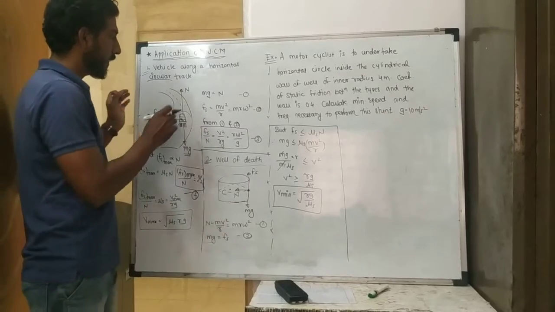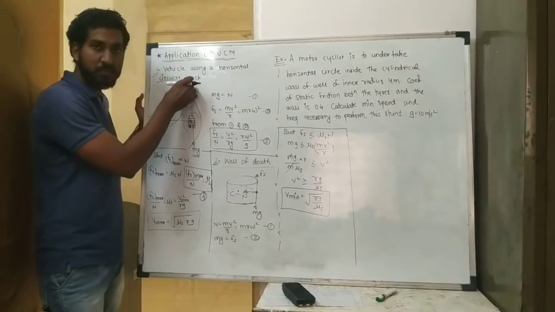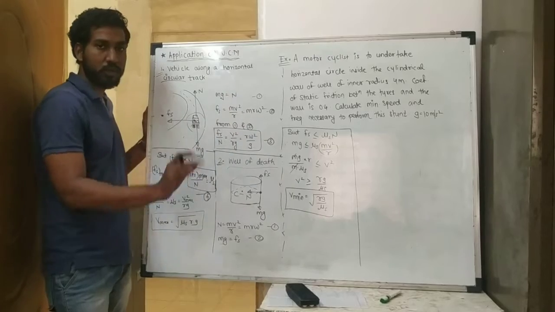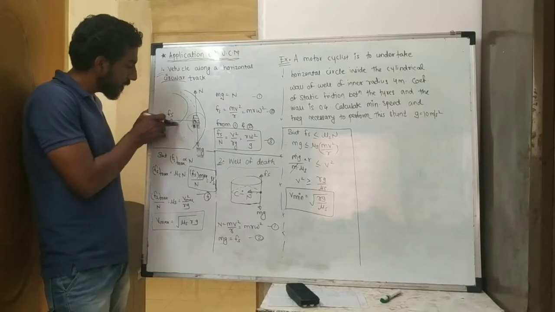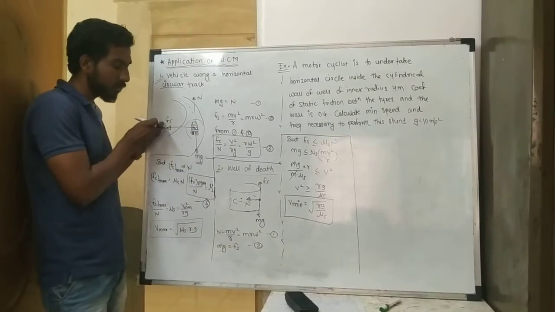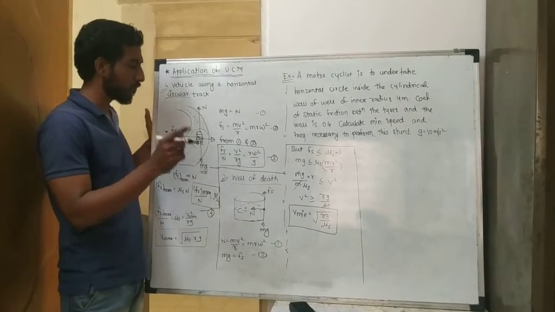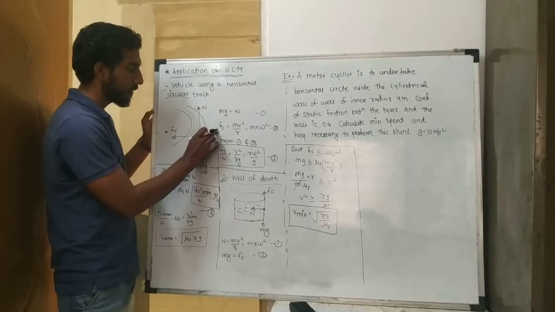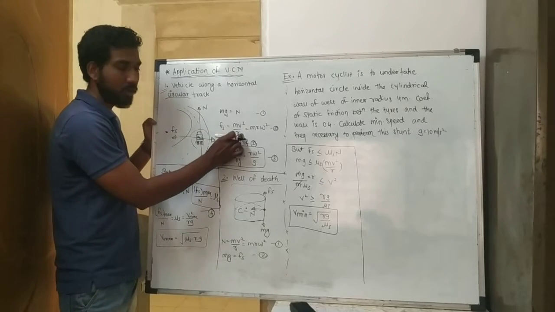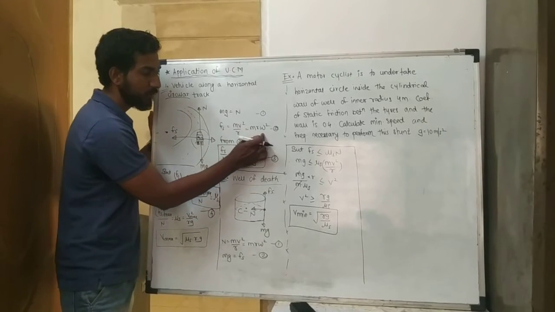Now consider the equations. This mg is balanced by N, so I have written mg is equal to N, equation number 1. Similarly, Fs is there, but the car is not going inside. There will be another force, the centrifugal force, mv square upon r. So I have written Fs is equal to mv square upon r, or in terms of omega, m r omega square.